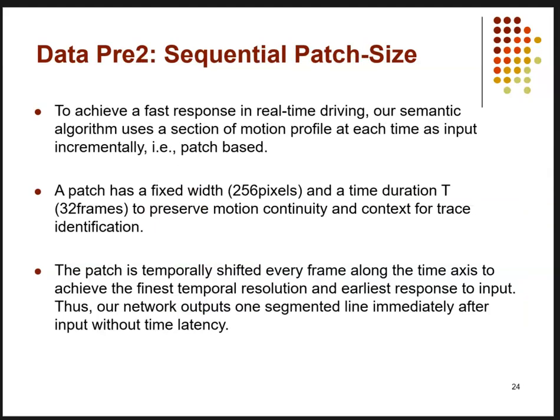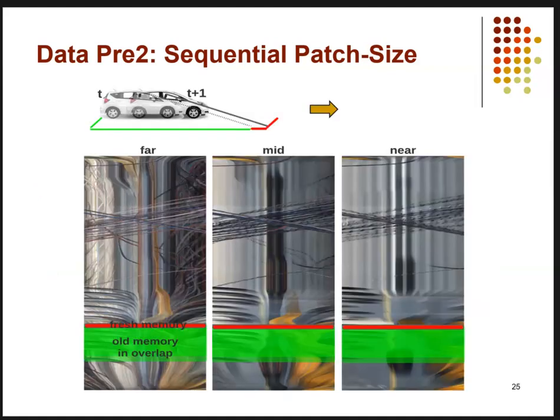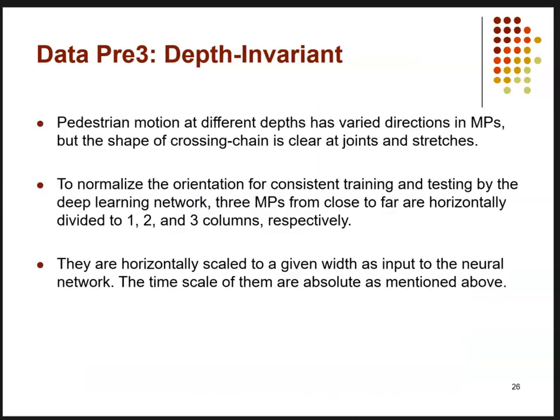Then we perform the sequential segmentation along the time axis in the motion profile by cutting off a small patch of 32 frames along the time axis. Then we horizontally resize this small patch into 256 in width. Here is an example of the sequential patches along the time axis in the motion profile.